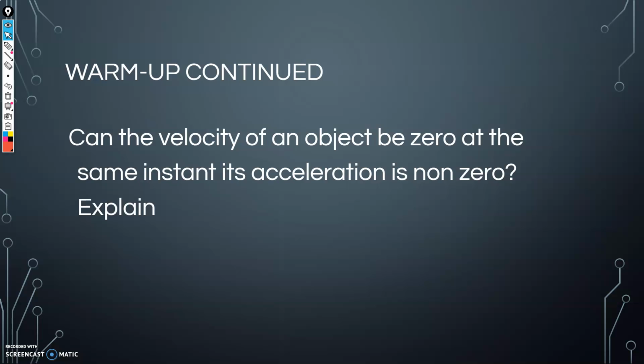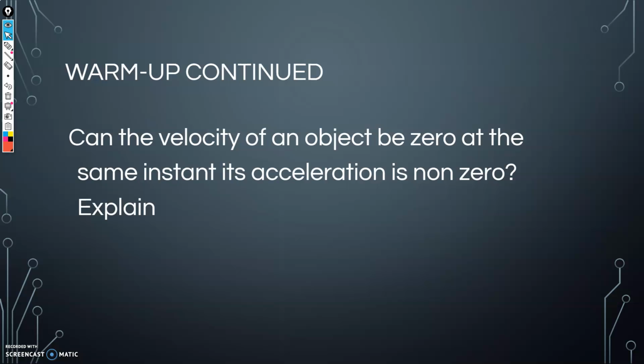Could the velocity of an object be zero at the same instant that its acceleration is non-zero? Okay, in other words, could an object be momentarily at rest but still be accelerating? And so this is a question that for a lot of students, their initial instinct says, well, no, that doesn't seem to make sense. How could something be not moving but accelerating?